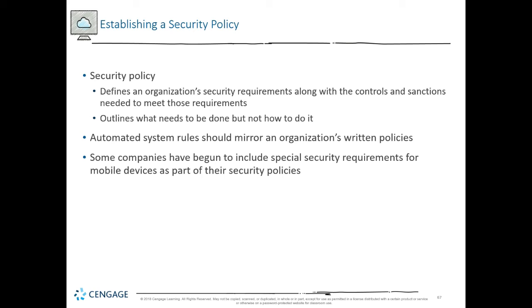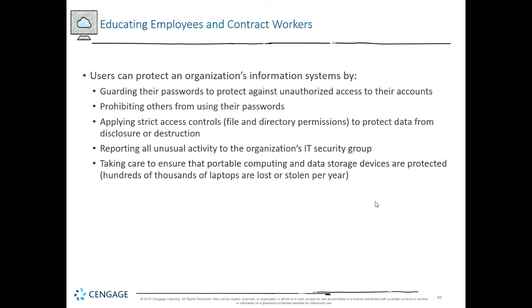Establishing a security policy. A security policy defines the organization's security requirements, along with the controls and sanctions needed to meet those requirements. It outlines what needs to be done, but not how to do it. Automated system rules should mirror an organization's written policies. Some companies have begun to include special security requirements for mobile devices as part of the security policy.